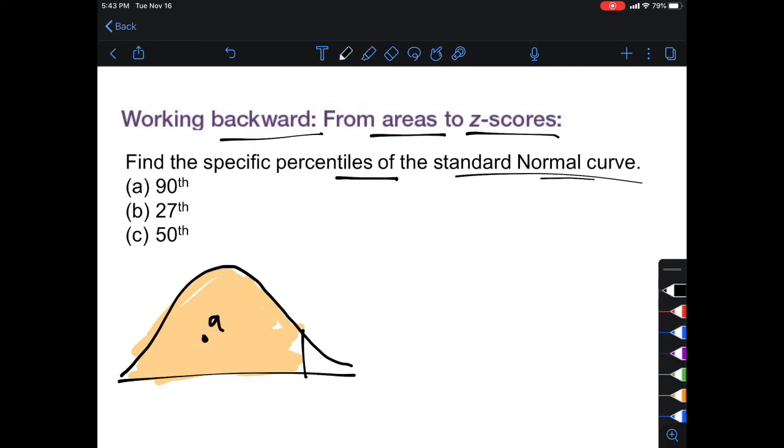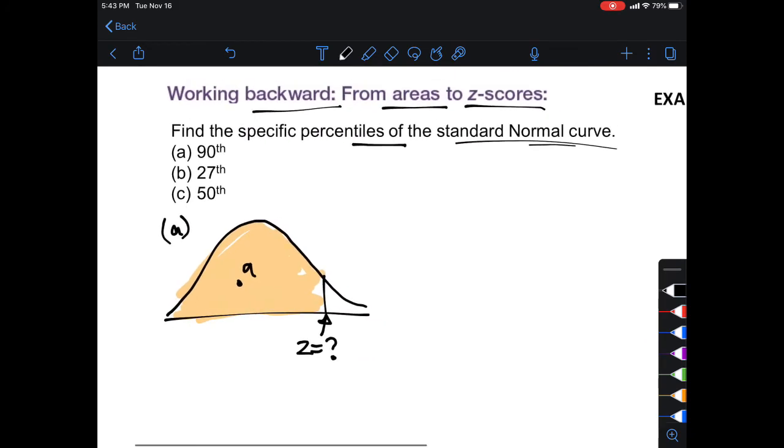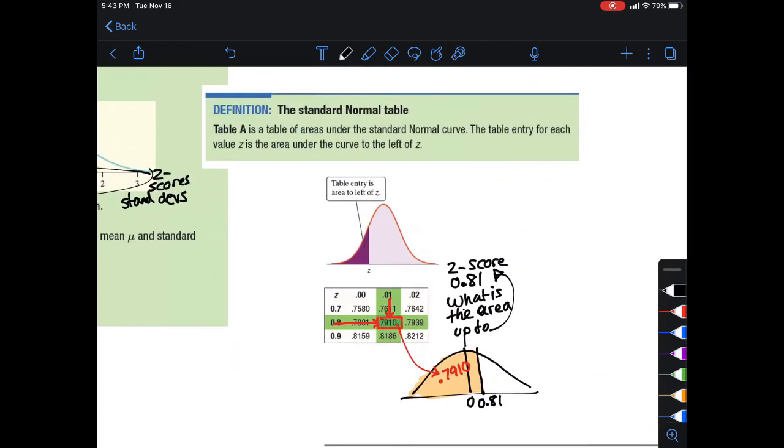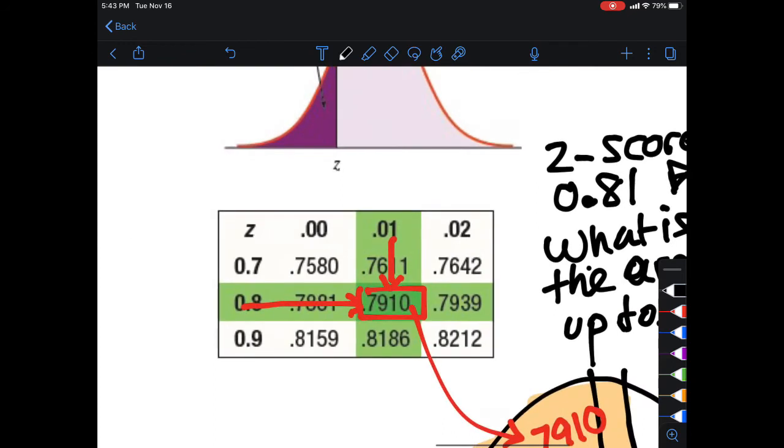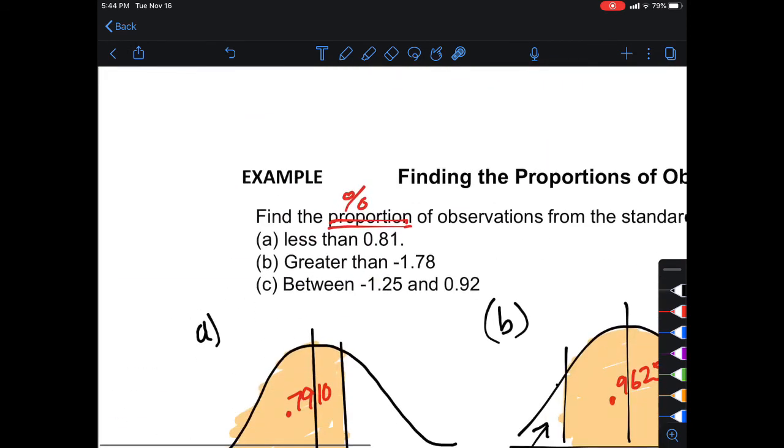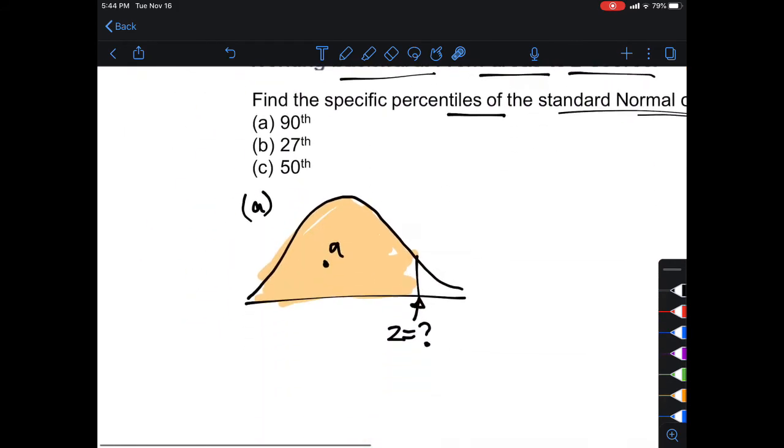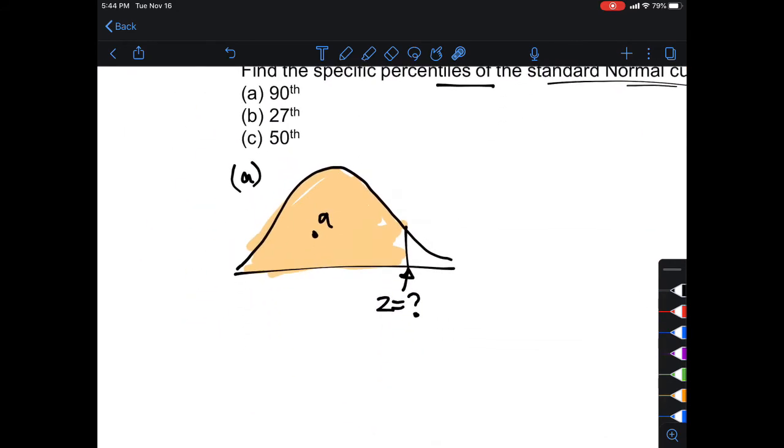Okay, and so if that area is 0.9, what's the z-score here? That's what it's asking for in A. And so how do I find that? I go back to the table. This table, I need to find the z-score, the area that's 0.9, closest to 0.9. All right, and the area closest to 0.9 is for z-score 1.28.